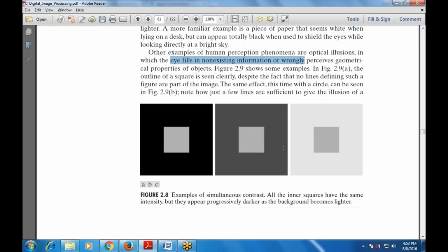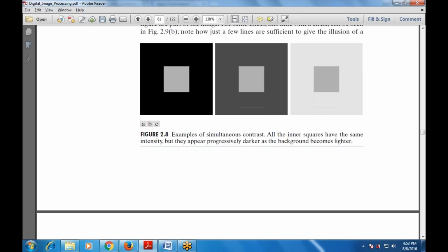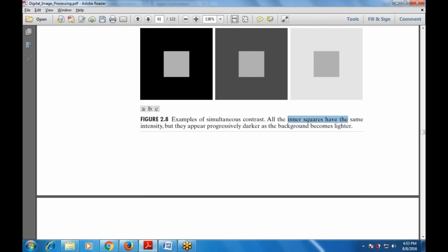So these are the three figures, A, B, C, in figure 2.8, that are examples of simultaneous contrast. All the inner squares have the same intensity, but they appear progressively darker as the background becomes lighter. This is the darkest, this is less dark, this is black, then gray, then light gray. This one is a light color, this is somewhat dark, this is darker, and the background color is also going in reverse. This is the same that we have studied.